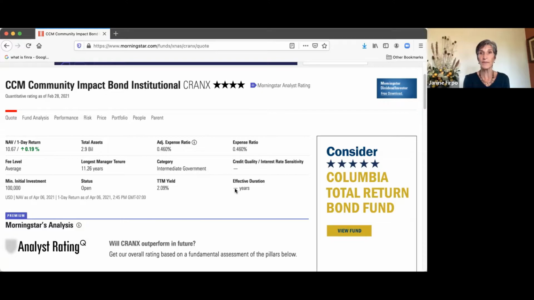Sometimes you will find that there's actually credit quality information and effective duration information on this front page, but as you can see here, not always. But there are ways that we will get to that information in some of these other tabs. And then this tells us status open, that you can invest in this fund right now. It is available for investment.